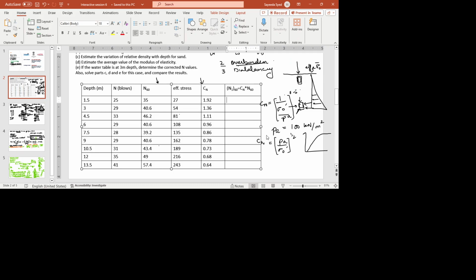Okay, so let's calculate 27 into 1.92. No, 35 into 1.92 is 67.2. 40.6 into 1.36, 55.16. 46.2 into 1.11, 51.282. 40.6 into 0.96, 38.976. 39.2 into 0.86, 33.71.